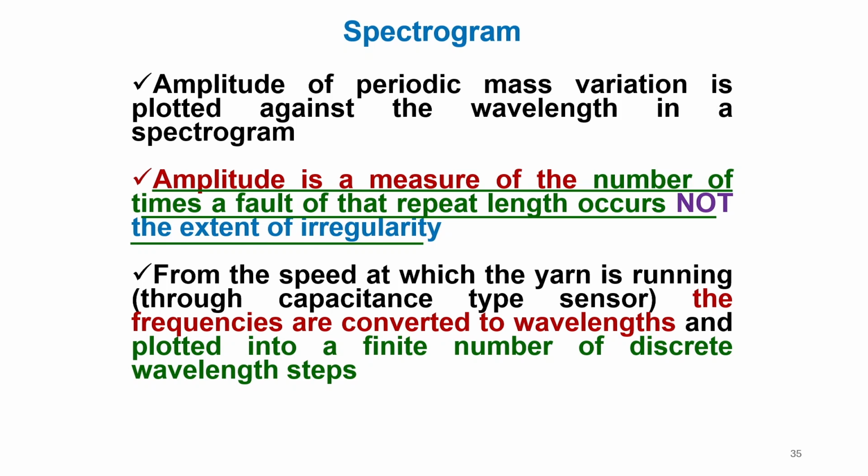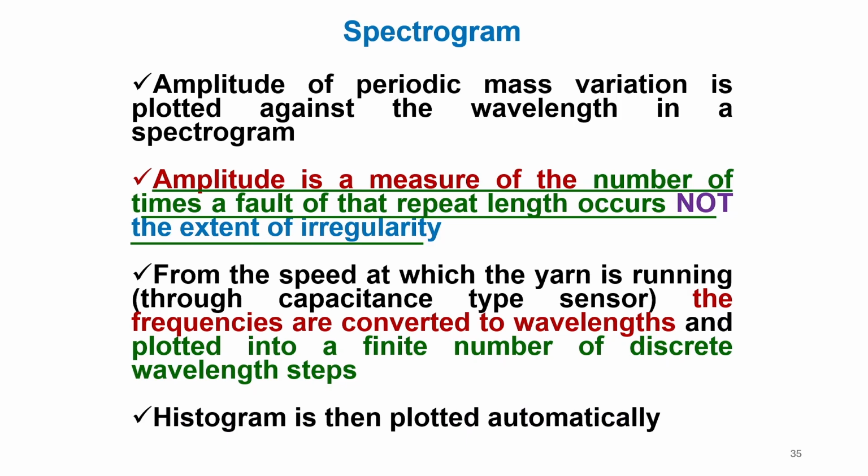From the speed at which the yarn is running through the capacitance type sensor that we discussed earlier, the frequencies are converted into wavelength. If we know the speed, from there we can get the wavelength, and it is plotted in a finite number of discrete wavelength steps. That will give us the spectrogram. These histograms are then plotted automatically, and the height of the histogram is the amplitude.